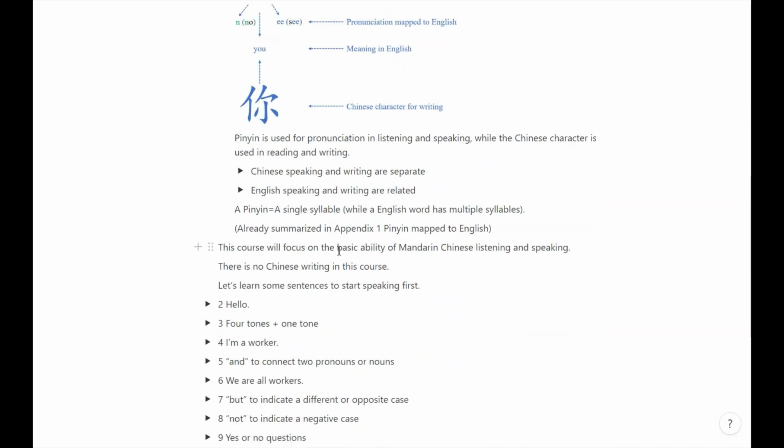This course will focus on basic ability of Mandarin Chinese speaking and listening. There's no Chinese writing in this course. Let's learn some sentences to start speaking first.